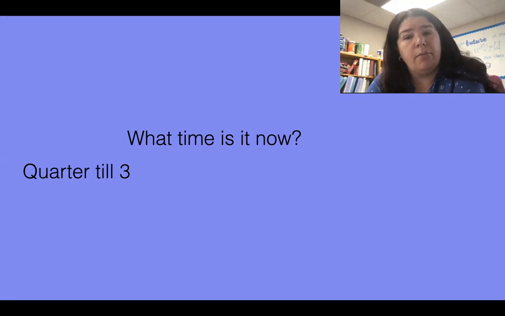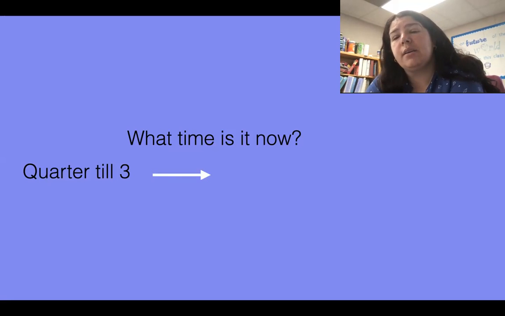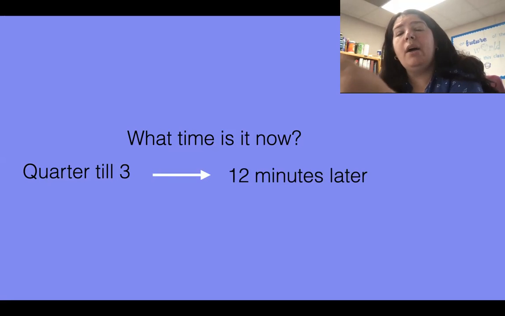So what time is it now? 2:45. Very good. Now, here's what's going to happen. We're going to talk about elapsed time. That's time that has passed. We're going to see time that has passed and find out what time it is now. 12 minutes later from a quarter till 3. What time is it now?